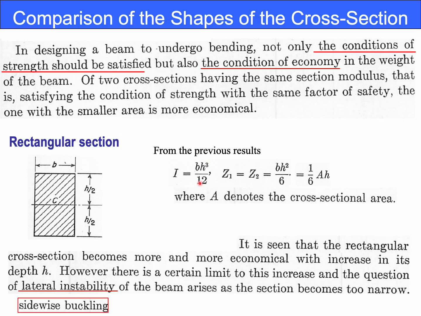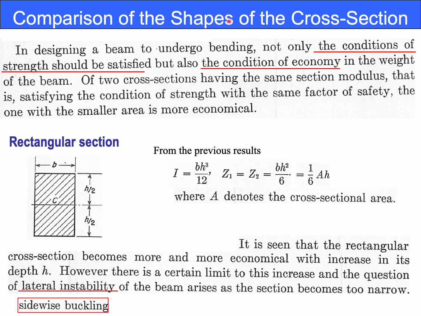Moment of inertia about the centroid neutral axis is I equals bh cubed over 12. The section modulus to the top and bottom, because symmetric, Z1 equals Z2 equals I divided by h/2, which makes bh squared over 6. That is the same as 1/6 times Ah, because A denotes cross-sectional area, A equals bh.